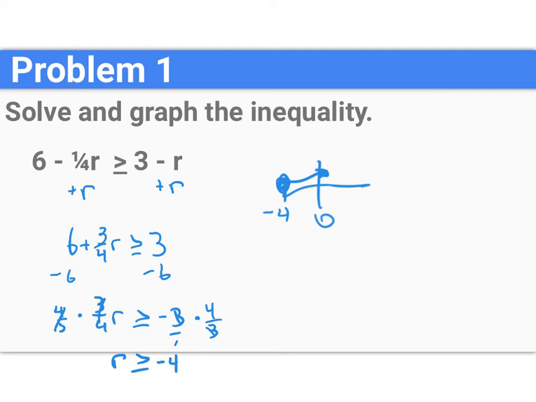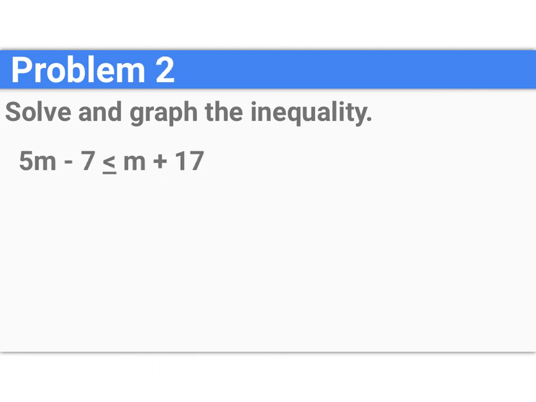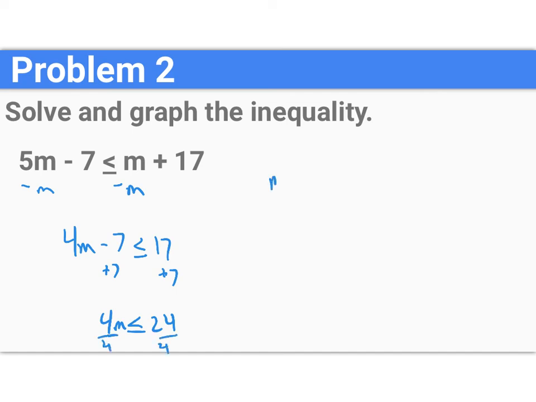And if I move a little too fast for you, go back and check some of my earlier videos on solving equations or solving inequalities. Okay, so we're going to subtract m from both sides. 4m minus 7 is less than or equal to 17. Add 7. 4m is less than or equal to 24. Divide by 4. And m is less than or equal to 6.